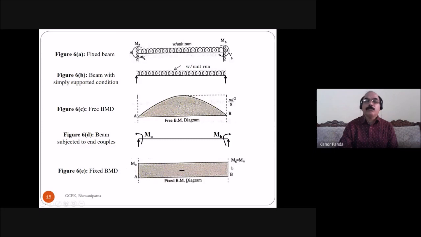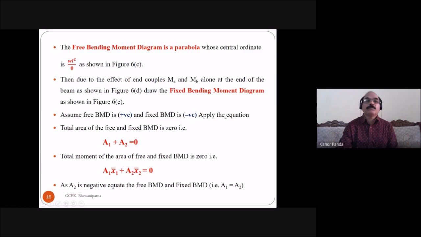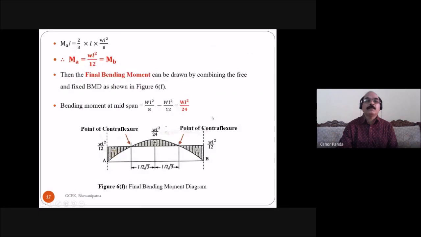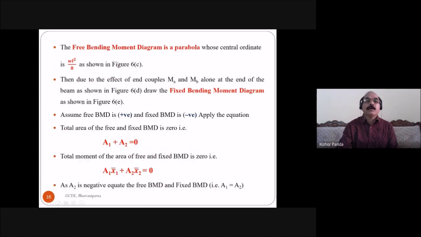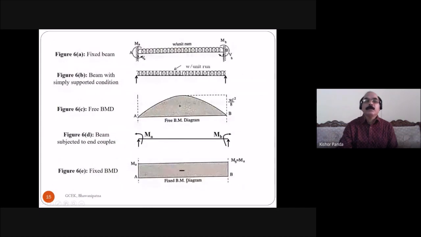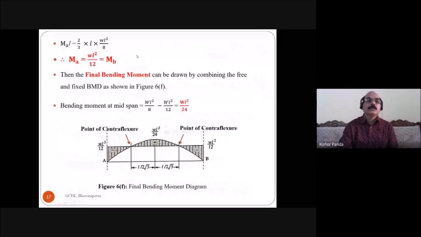and using that equation you can find the value of MA and MB, because you know the area of the free BMD, A1. Because this is a parabola, what is the area of a parabola? The area is 2/3 into base into height. Base is L and height is WL square by 8. So 2/3 into L into WL square by 8.